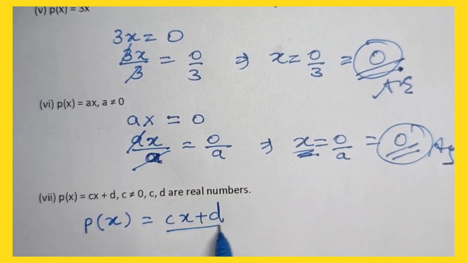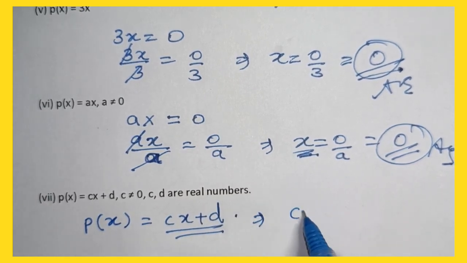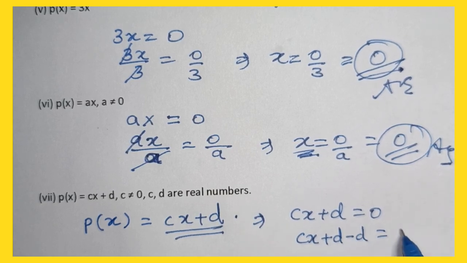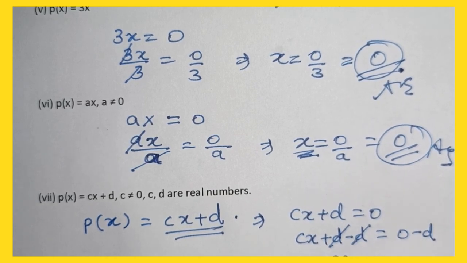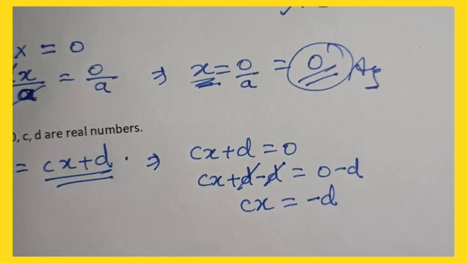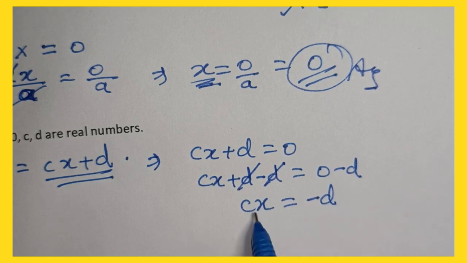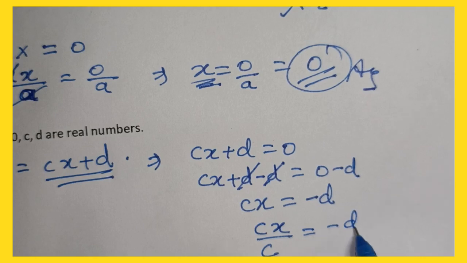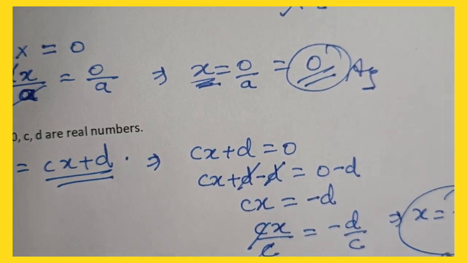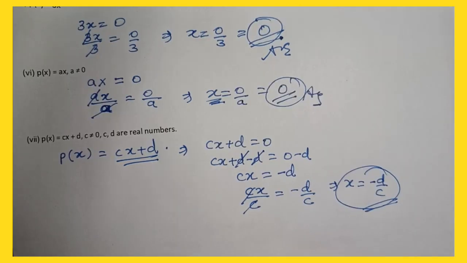Now in the last question, don't be afraid of seeing this kind of algebraic equation. You have to do the same thing here also. Now cx plus d should be equal to 0. Just subtract d on both sides. So you will get cx is equal to minus d. You have to find the value of x only, because x is the variable in the equation. Now you will divide by c on both sides, and you will get x is equal to minus d upon c. So friends, this is the value by which your polynomial becomes 0.